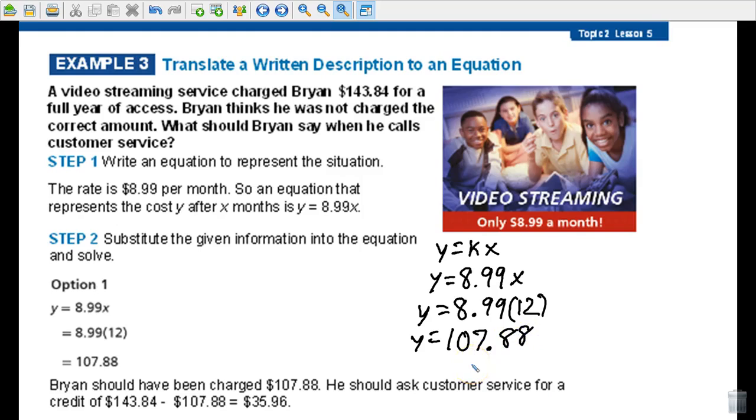So Brian has an option of calling customer service and saying, hey, you overcharged me. You charged me this much when I should have paid this much. Brian subtracts and finds out that $35.96 is how much he's owed. He's like, hey, you better give me my money. I'm not happy about this. So they can give him a credit of $35.96 back to his credit card. That's one option he can do.